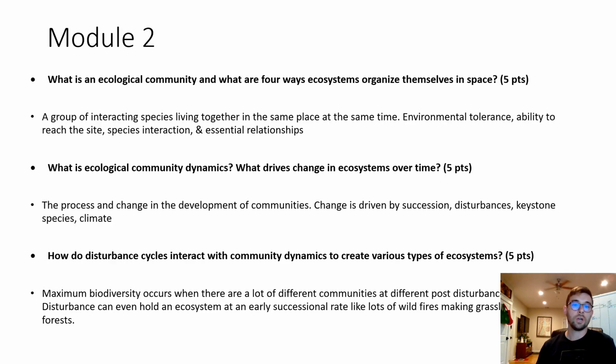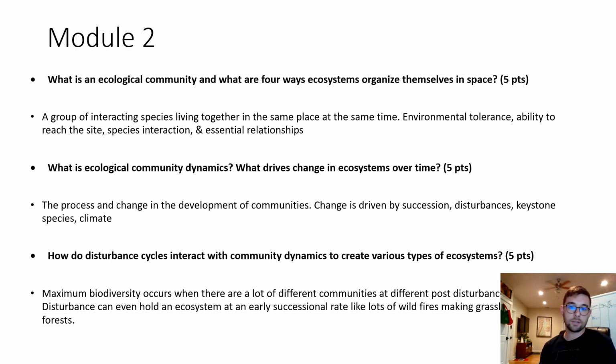On Module 2: an ecological community is a group of interacting species living together in the same place at the same time. They organize themselves by environmental tolerance, ability to reach the site, species interaction, and essential relationships. Ecological community dynamics is the process of change and development of the communities. That change is driven by succession, disturbances, keystone species, and climate.